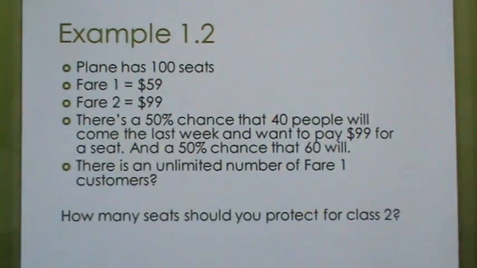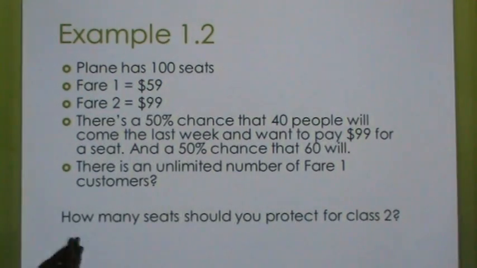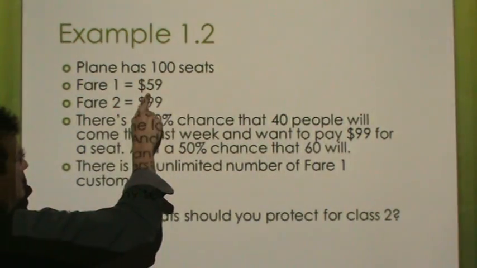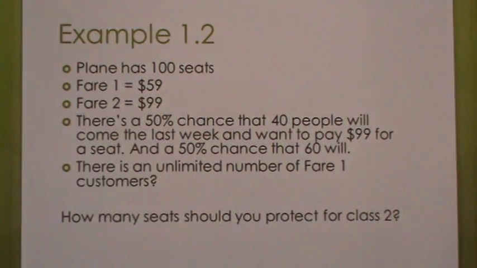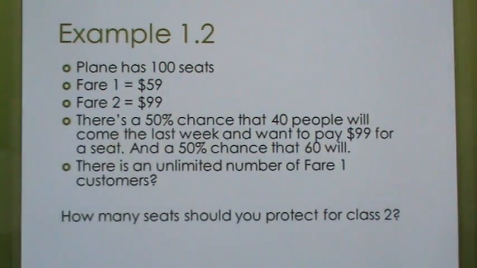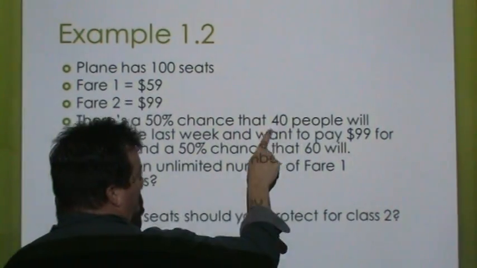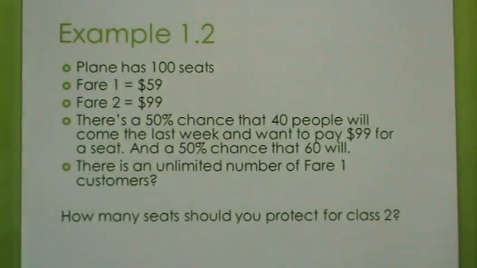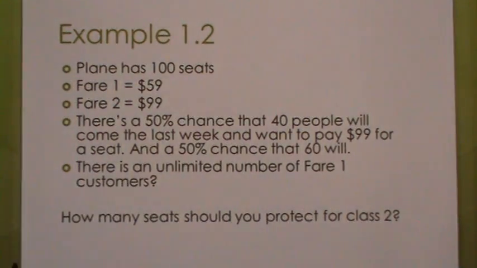No, because that would only make things worse, right? Less than 40 would mean we're selling seats for $59 that we know for sure we could get 99 for, right? So it would never make sense to go less than 40. And would it ever make sense to go more than 60? No, because those are guaranteed empty seats.